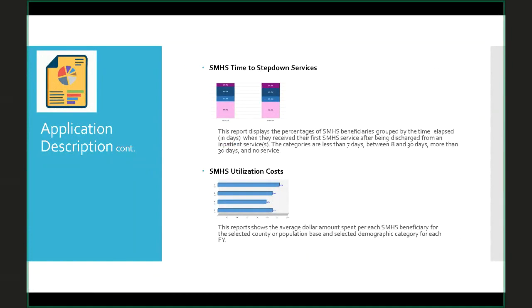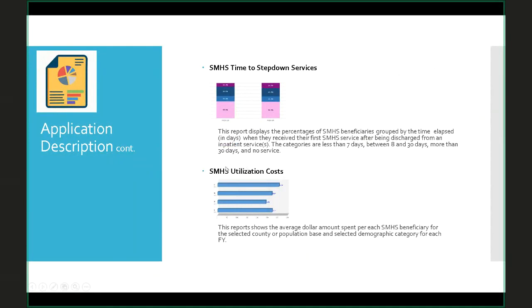And so what we did here is we obviously want to see a higher percentage of those receiving it in a timely manner, which can be within 7 days, 30 days, more than 30 days, and no step-down services within a fiscal year. And that's something that we track. We want to try to minimize that because it's expected that patients will and should receive step-down services after hospitalization.